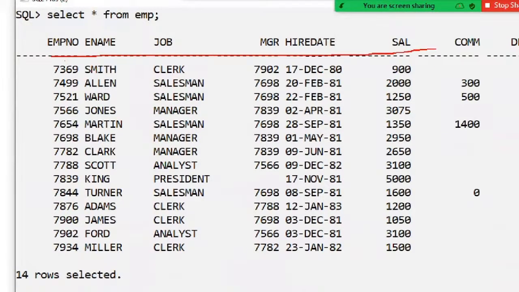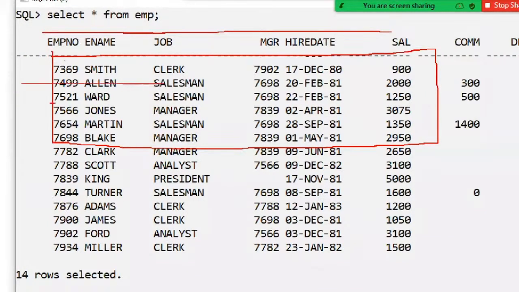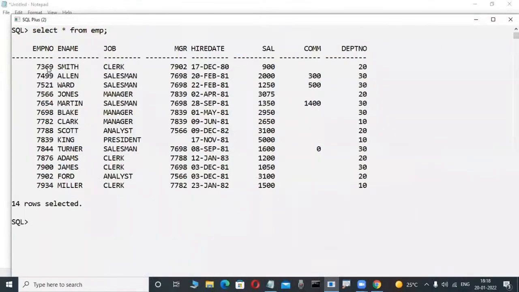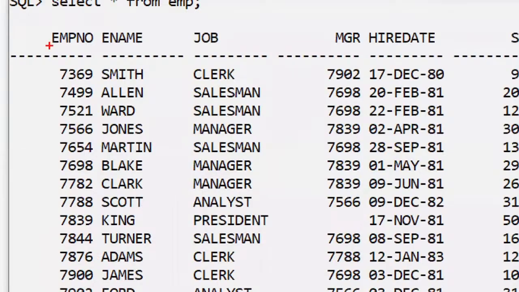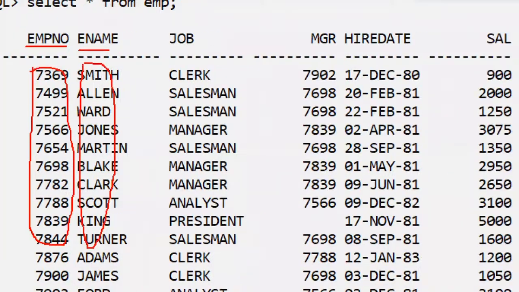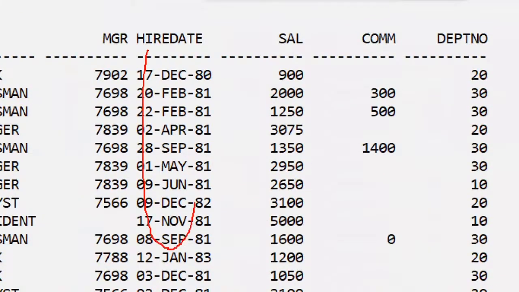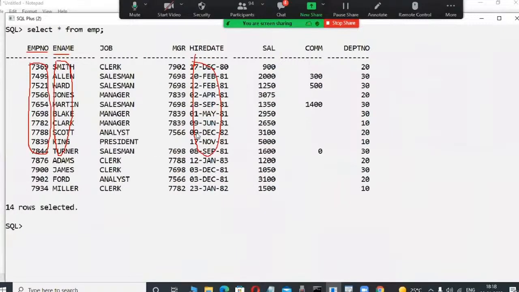Observe here, you also store data in a format like this. Organized fashion means maybe a table. Here these are columns, here these are rows. Something like an organized manner they store the data. Slowly observe here, maybe this is a matrix format. Here employee number, in this column only numbers are available. In this column only characters are available. In this column only dates are available. That's why the data is stored in a structured manner.